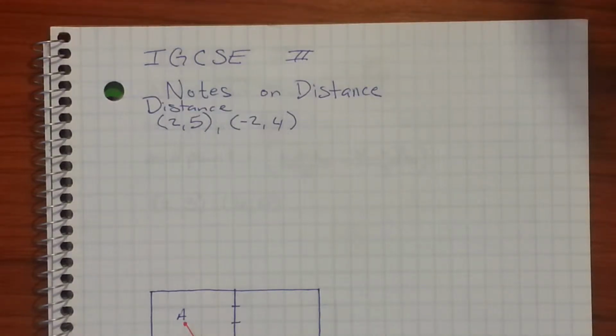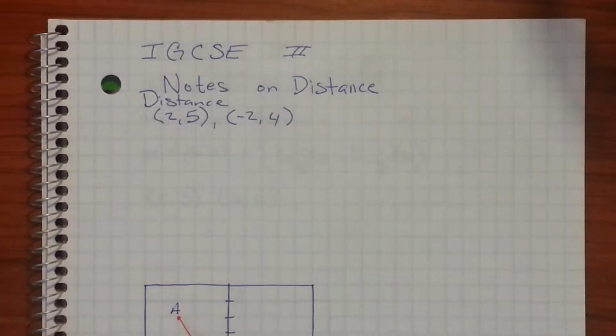This is IGCSE Math 2, notes over on distance. I'm not giving the distance formula because the distance formula is just the Pythagorean theorem rearranged. So I'm going to show you with the Pythagorean theorem how to do it.